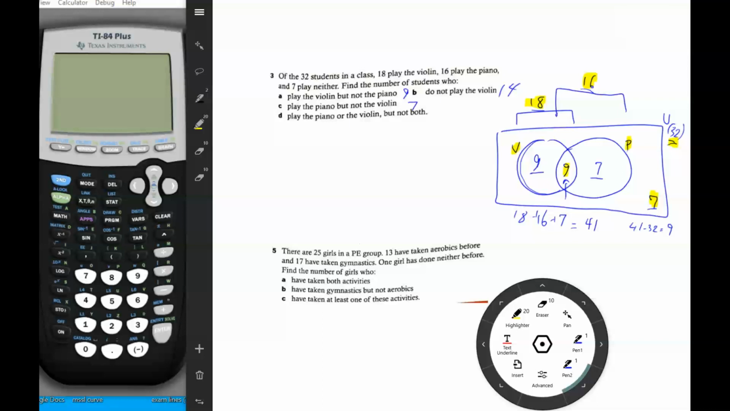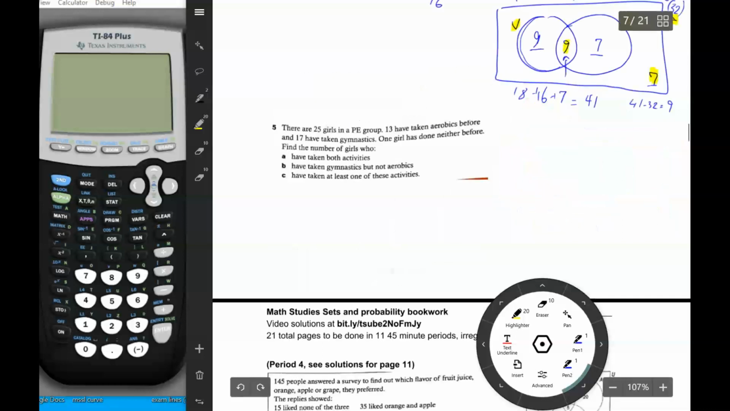Play the piano or the violin, but not both. So these 9, or these 7, but not these 9. So that would be 16. Okay? All right, now let's go to number 5.